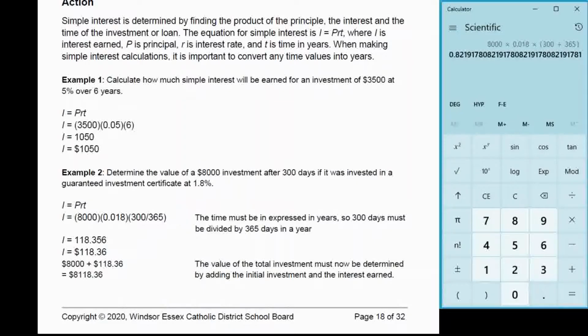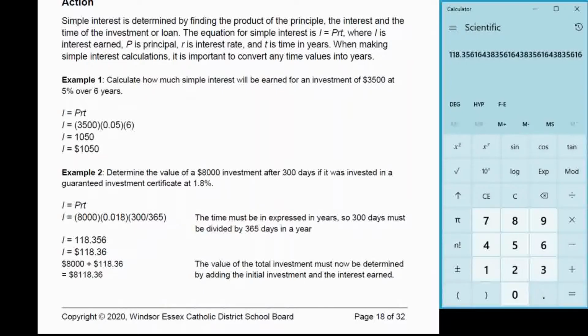It's this ratio here, 0.821917. But we don't round that number. We don't divide 300 by 365 and then use a rounded number. We use the exact value. So what I write down in my calculation is 8,000 times the rate, 0.018, times bracket 300 divided by 365, so that way we get the exact value. When I hit the equals button, I get 118.36.